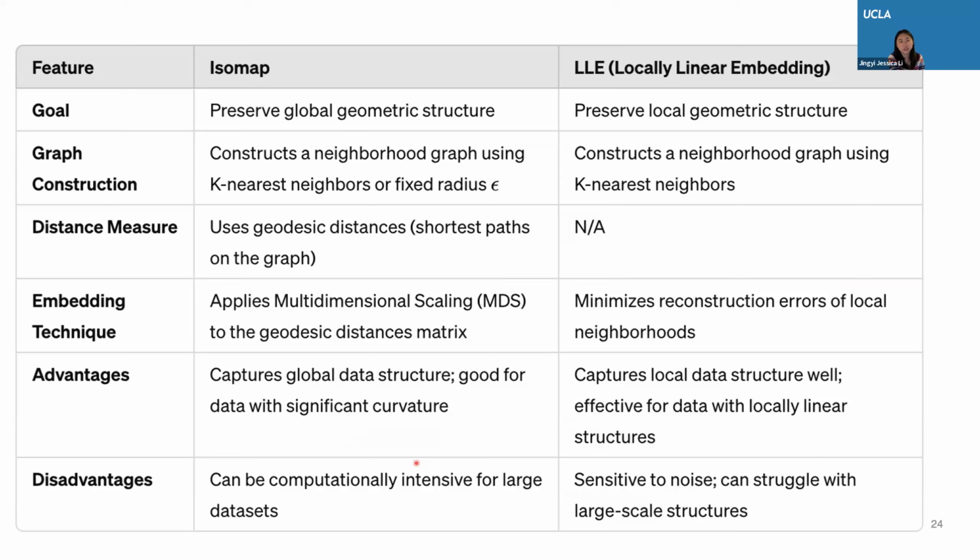Advantages: Isomap captures global data structure, good for data with significant curvature, like the Swiss roll. LLE captures local data structure well, effective for data with locally linear structures. Disadvantages: Isomap can be computationally intensive because you need to compute the n by n geodesic distance matrix, for every pair of data points based on the graph you construct. LLE is much faster because each reconstruction only involves its local neighborhood with k neighbors. However, it is sensitive to noise, and it can struggle with large-scale structures because it's only local. So there's no perfect method.